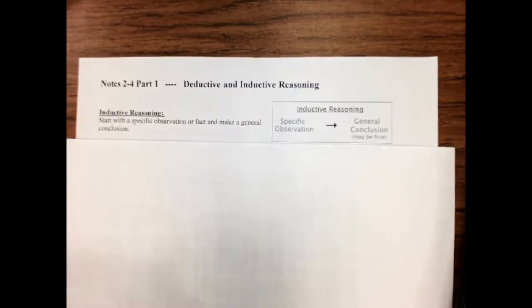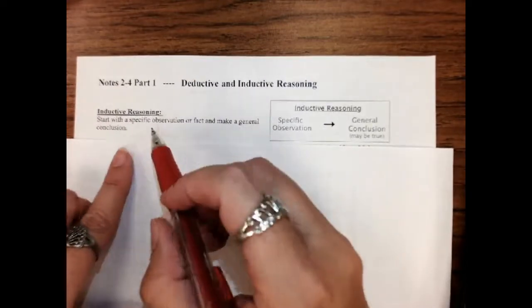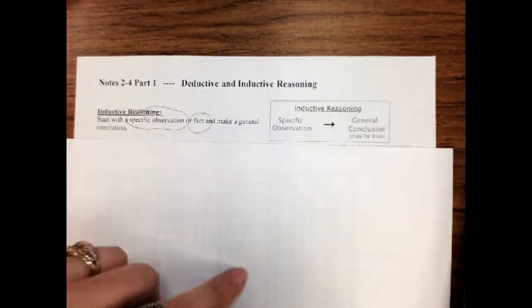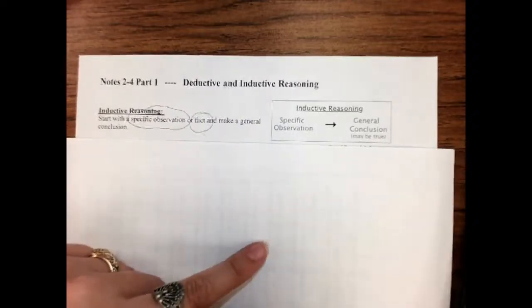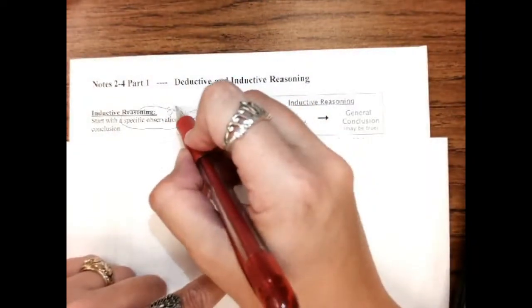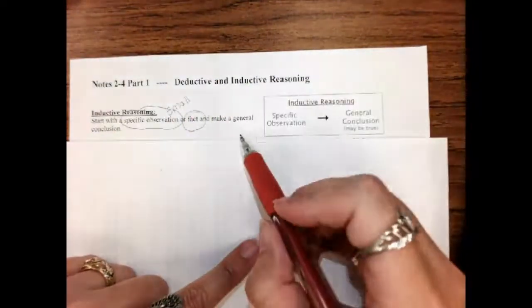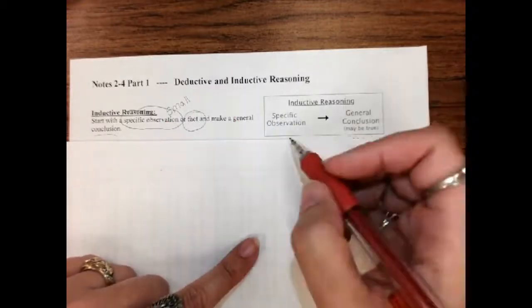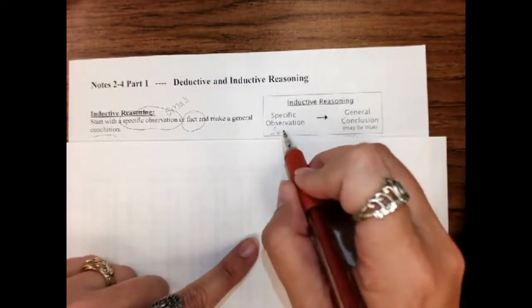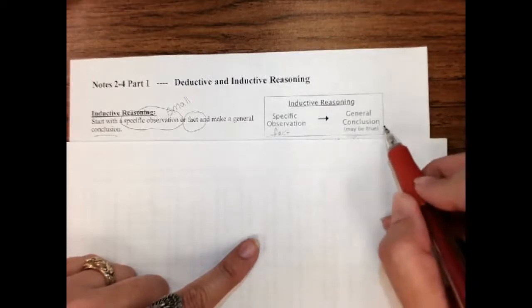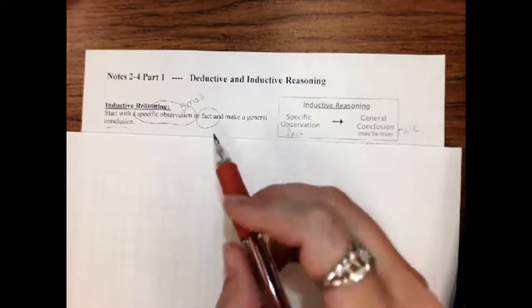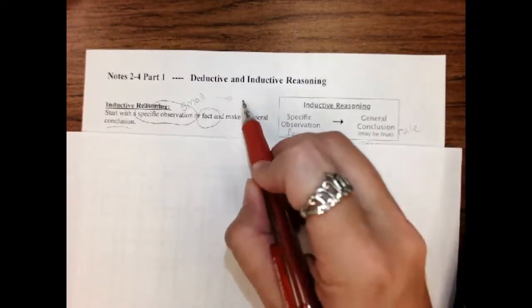So inductive reasoning is where you start with something that's a very specific fact. One specific observation or one specific fact. You're starting with something small, and then you're going to make a general conclusion. I always think about this as: this is a fact, and this is a rule or a conclusion or a big statement that you're going to make. So this is always small to big.